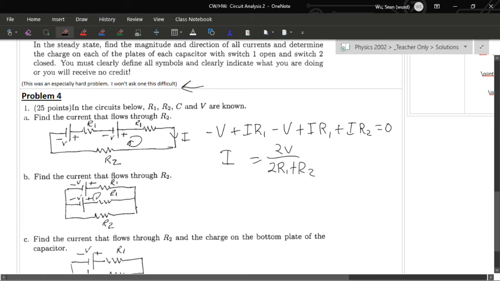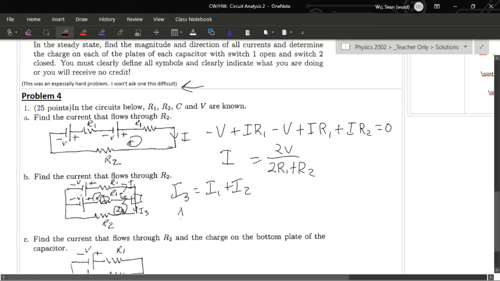Here we have, again, something similar. We have 2 loops in this case. So there's loop 1. Here's a loop 2. We draw a junction. So this is going to be I1. This is going to be I2. This is going to be I3. I3 is going to be equal to I1 plus I2.